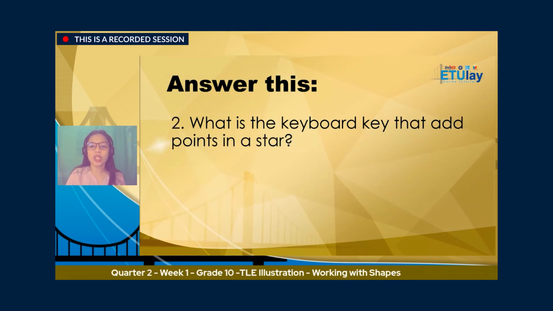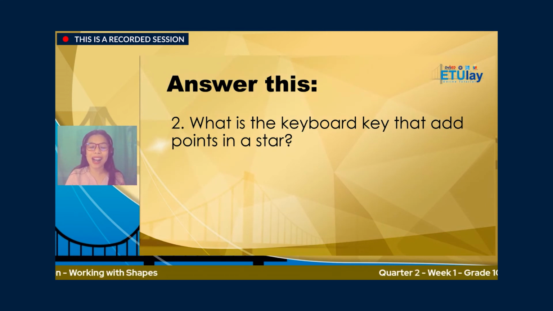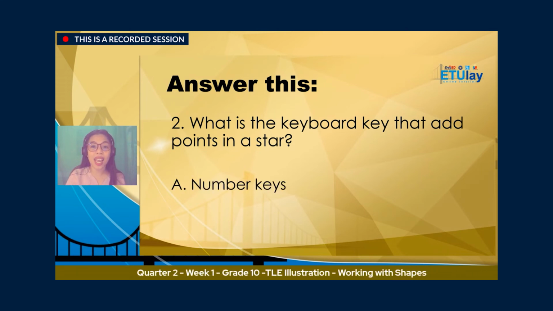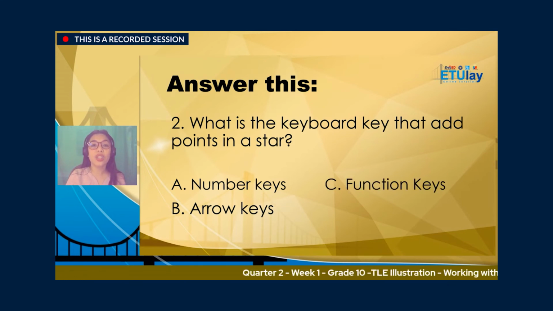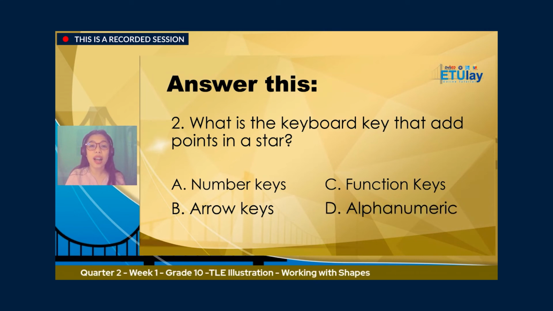Very good. Next one. What is the keyboard key that add points in a star? Ano ba? Paano ba natin dinagdagan ang ating mga bituin na dinrowing kanina? Is it A, the number keys? Can you type 1, 2, 3 to add points? Or is it B, the arrow keys? You can use the up and down. Next, the function keys. Ito yung mga F1, F2, F3. And of course, the alphanumeric. Ito yung alphabet or numbers.